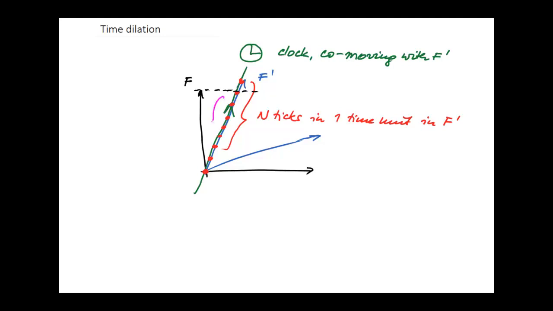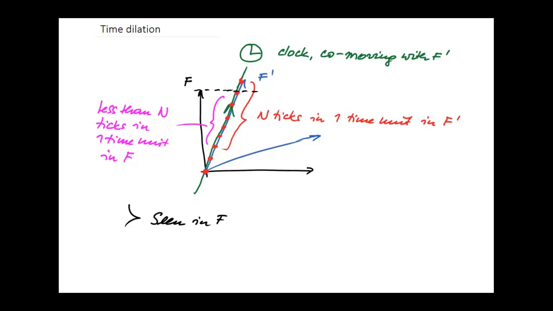So here, observer F sees less than n ticks in one time unit in F. And therefore, seen in reference frame F, the clock appears to tick more slowly. So the green line, that's the world line of the clock. Each red dot is a tick.